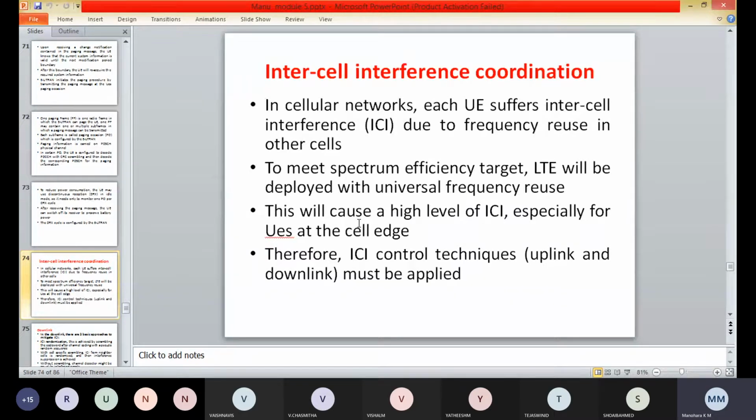The conventional cellular networks by design are interference limited. If they were not, it would be possible to increase the spectrum efficiency by lowering the frequency reuse or by increasing the average loading per cell. To meet the spectrum efficiency target, LTE will be deployed with universal frequency reuse, that is the same spectrum will be reused in each cell.